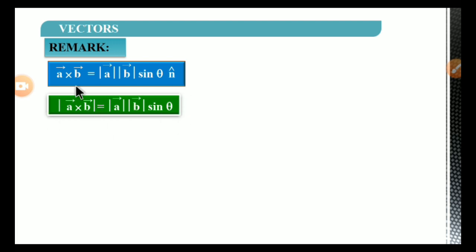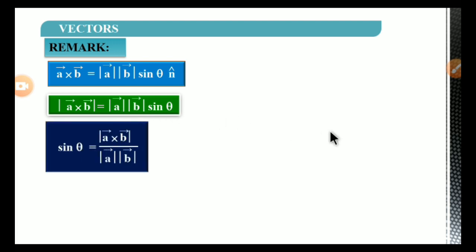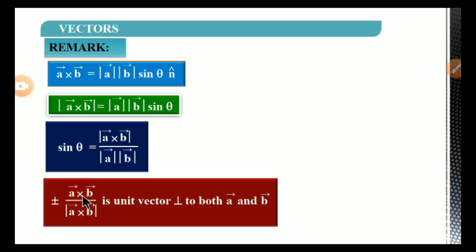But here we can write this remark as modulus of, or magnitude of, A cross B is exactly equal to magnitude of A into magnitude of B into sin theta. And here we can find out the angle in terms of sine. So sin theta is equal to magnitude of A cross B divided by magnitude of A into magnitude of B. And the next one, plus or minus A cross B divided by magnitude of A cross B is the unit vector perpendicular to both A and B. So these are the very important points which we will be using in the problems.